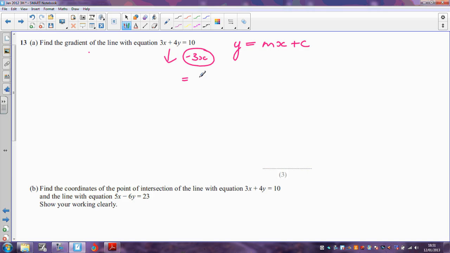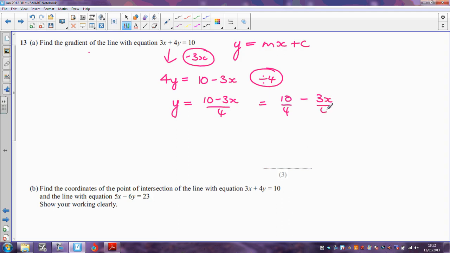So on the right hand side, I'm going to have 10 minus 3x. On the left hand side, I've subtracted this 3x, so I'm now left with 4y. Okay, I'm now going to divide both sides of that equation by 4. So the left hand side is going to now be y. I could write it as 10 minus 3x over 4, but it's easier to think of it as 10 over 4 minus 3x over 4.